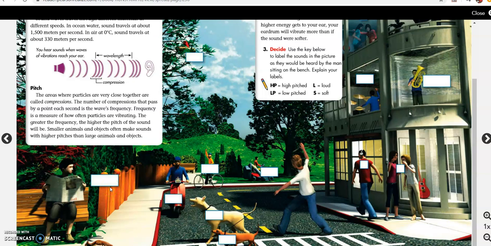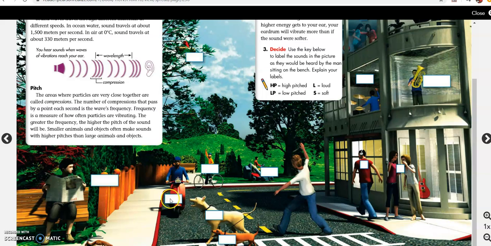Do birds have high pitch or low pitch? They have high pitch. So HP should go where that bird is. And would it be loud or would it be soft? Well, the bird is right next to him, so we might think that it's loud. So you can write HP, a comma, and then L.